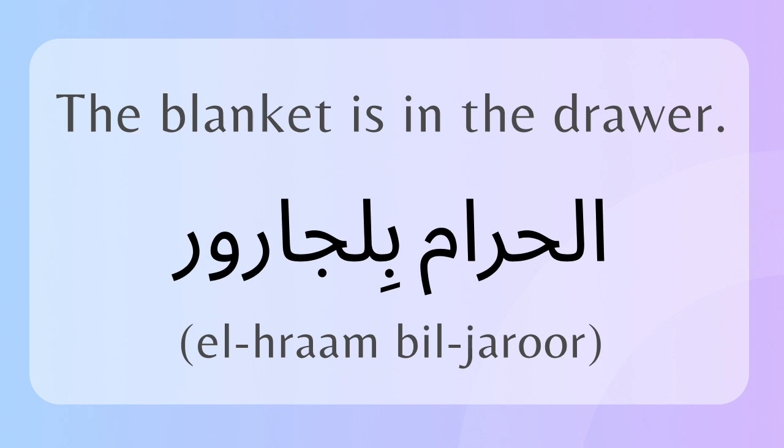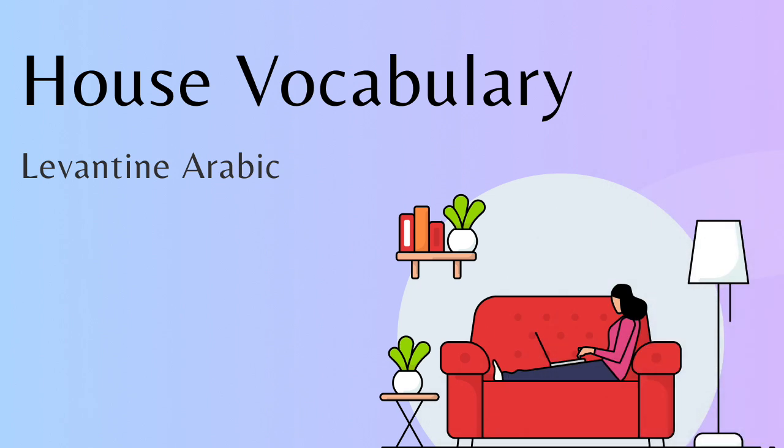The blanket is in the drawer. الحرام بالجرور. الحرام means the blanket, and بالجرور means is in the drawer. And that's all the household vocabulary we're going to learn today.